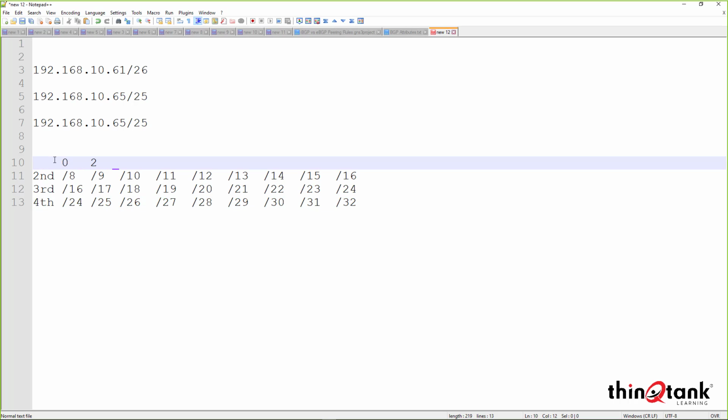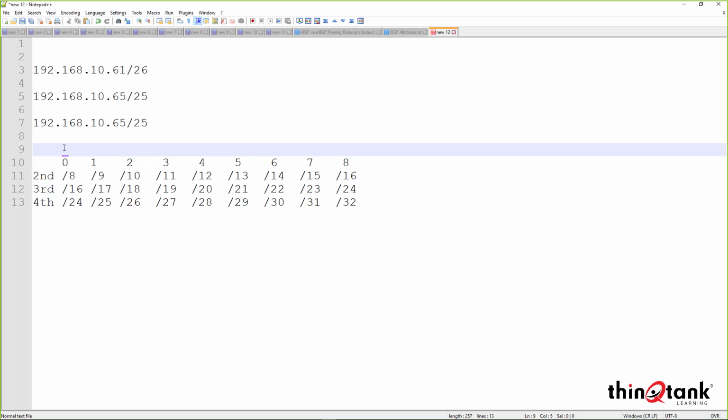So this is 0, 1, 2, 3, 4, 5, 6, 7, and 8. So that's the number of 1s. And then this is 0, 128, 192, 224, 240, 248, 252, 254, and finally 255.